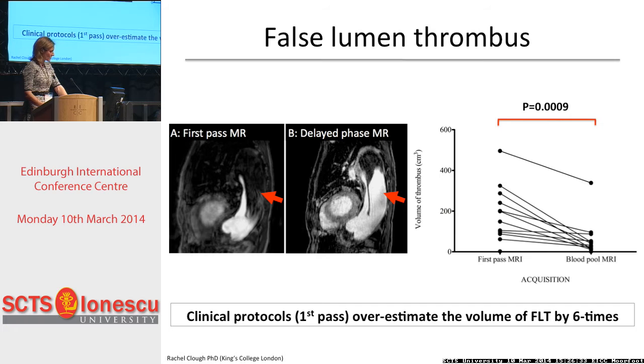And so on the left of the slide, you can see something called first pass MR, which is effectively what we use in the clinical setting. It's the same as the way that we acquire the CT data. And with MR, you can acquire delayed phase images using a blood pool contrast agent, where you can see the marked difference in contrast enhancement in the false lumen shown by the red arrow. And if we quantify the difference, we can say that current clinical protocols overestimate the volume of thrombosis by an average of 6 times.